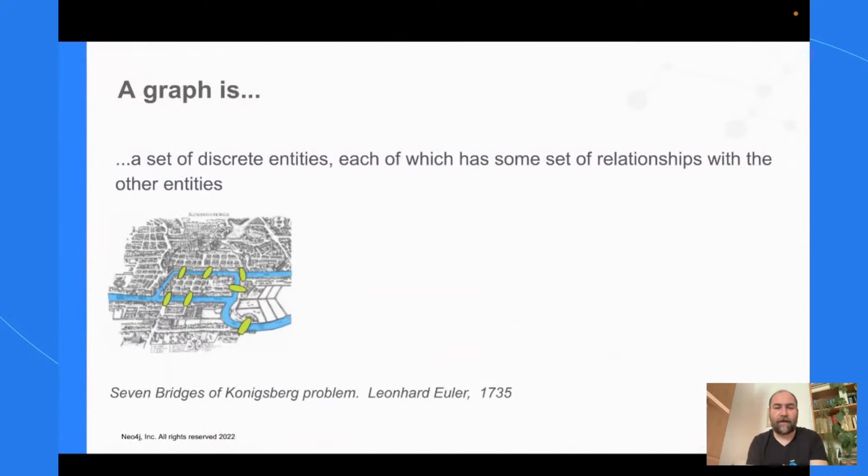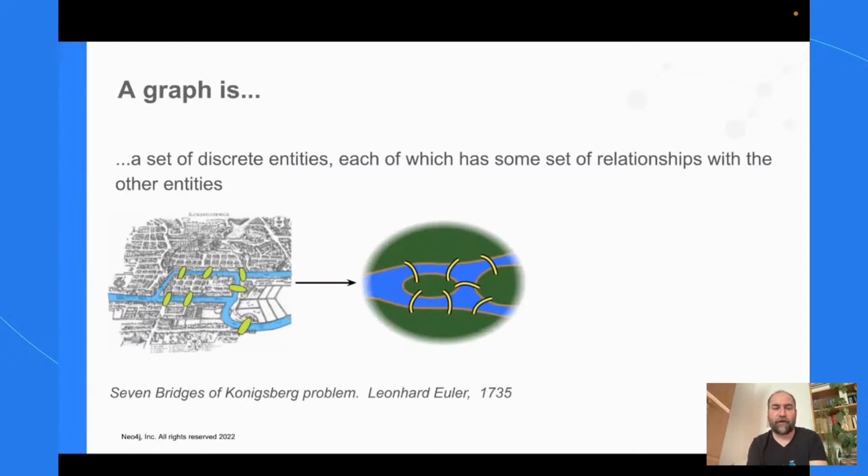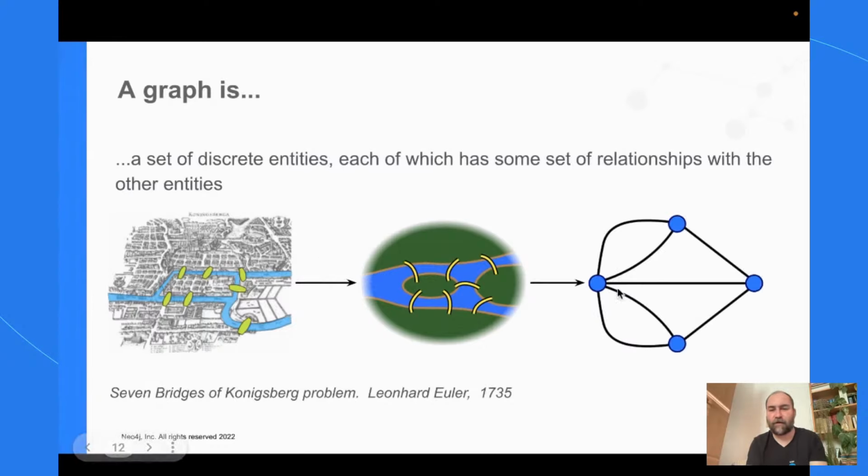Okay, a graph is basically a set of entities or pieces of information that have relationships to others. And graph theory is actually quite old. It started in 1735 with Leonhard Euler in Königsberg, in Kaliningrad today, where they had this problem about how can I cross all the bridges of the city without crossing one bridge twice. And he basically took this problem and turned the landmasses into nodes and the bridges into relationships. So it became a graph.